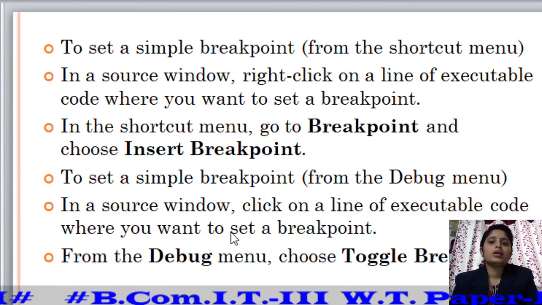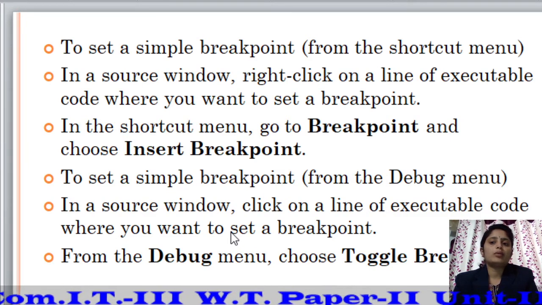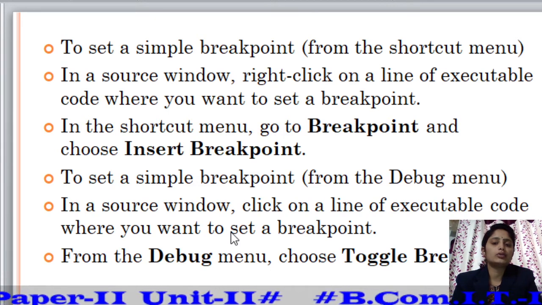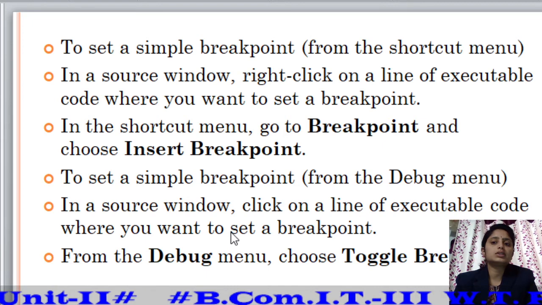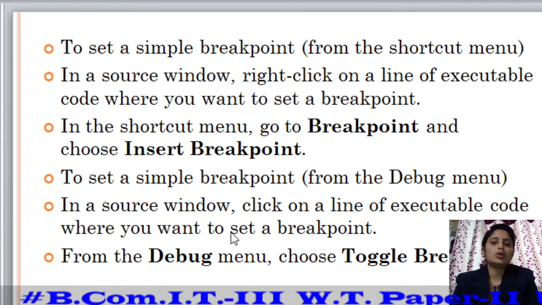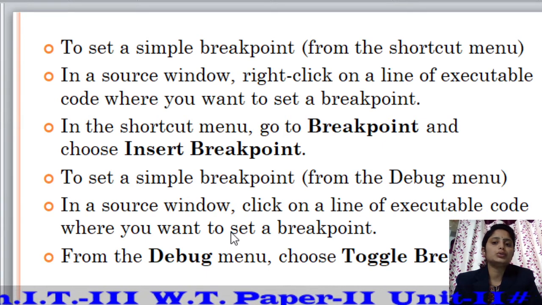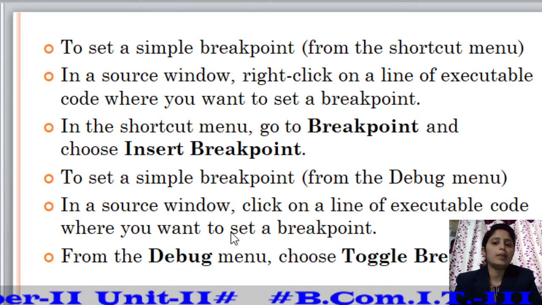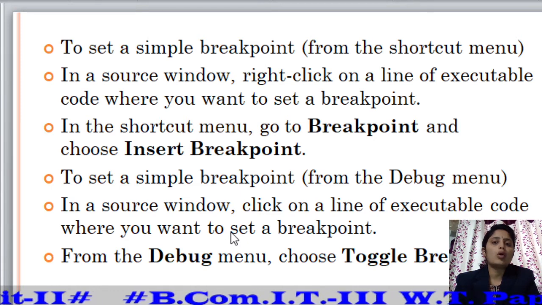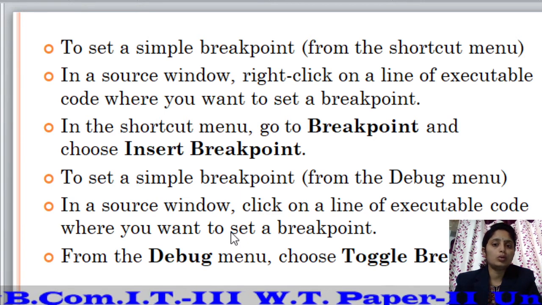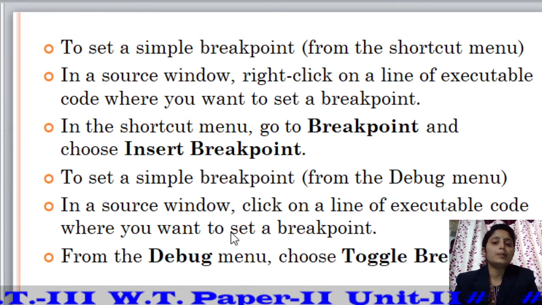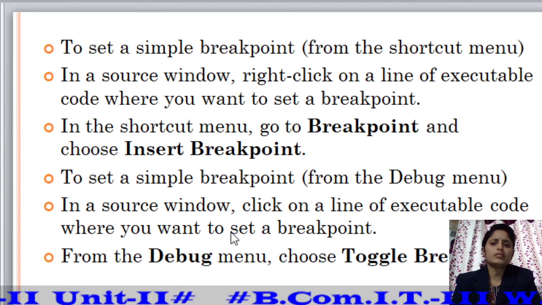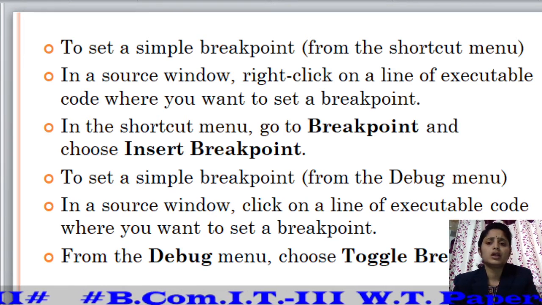To set a simple breakpoint from the shortcut menu in a source window, right-click on a line of executable code where you want to set a breakpoint. In the shortcut menu, go to Breakpoint and choose Insert Breakpoint. To set a simple breakpoint from the Debug menu in a source window, click on a line of executable code where you want to set a breakpoint. From the Debug menu, choose Toggle Breakpoint. There are these two ways by which we can set the breakpoint.